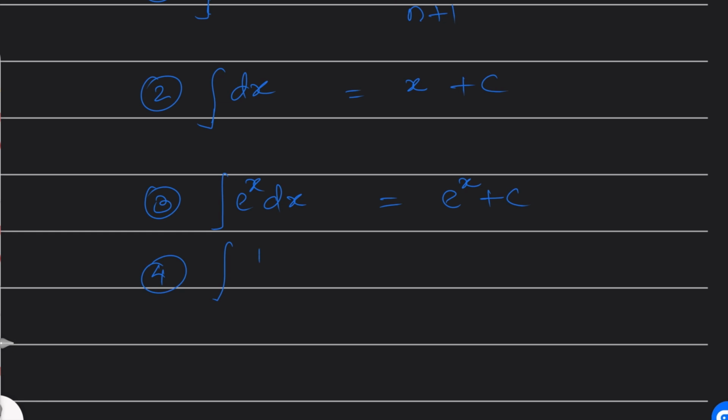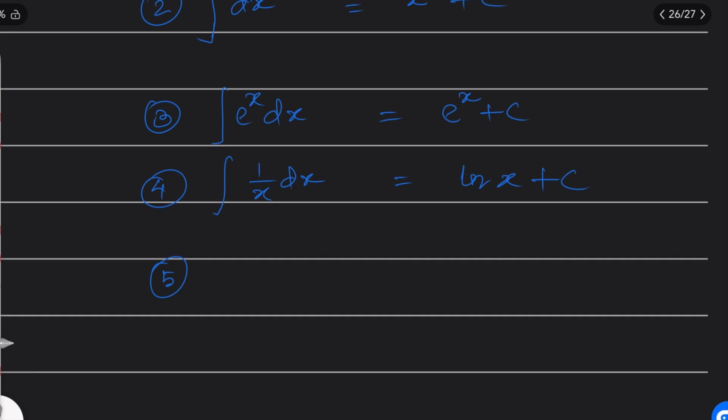Integration of 1 by x dx is ln x. Why? Because the differentiation of ln x was 1 by x, that's why the integration of 1 by x dx is ln x plus c. Keep that in mind.